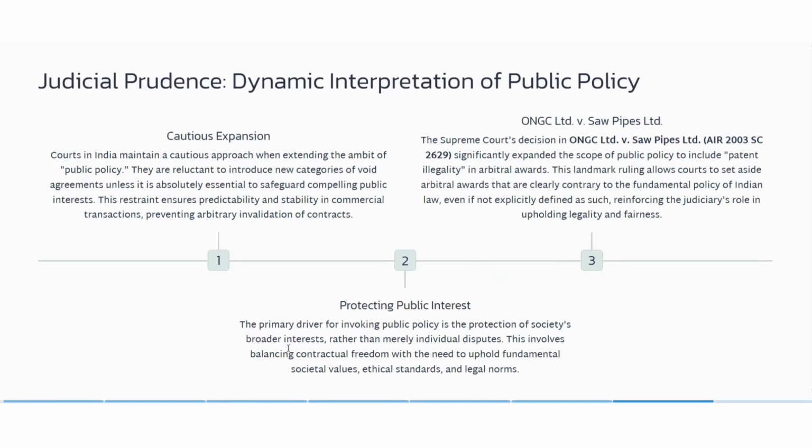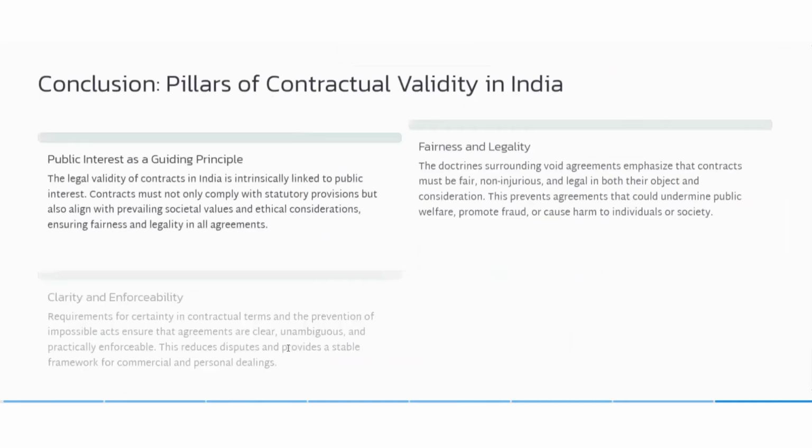Protecting public interest: the primary driver for invoking public policy is the protection of society's broader interests rather than merely an individual dispute. This involves balancing contractual freedom with the need to uphold fundamental societal values, ethical standards, and legal norms.